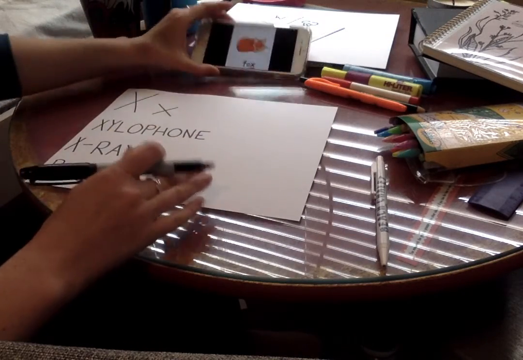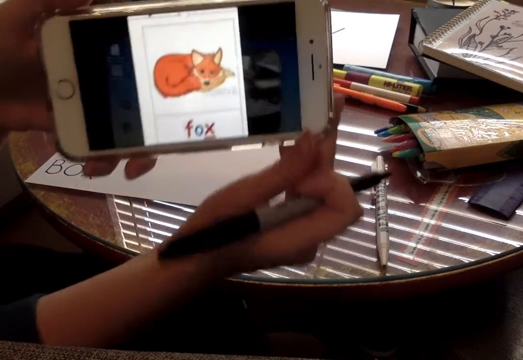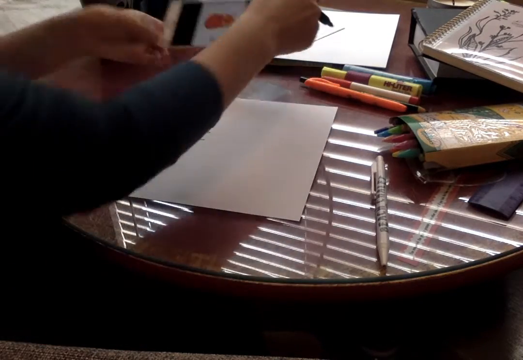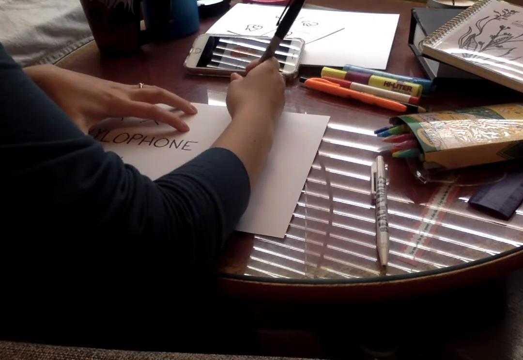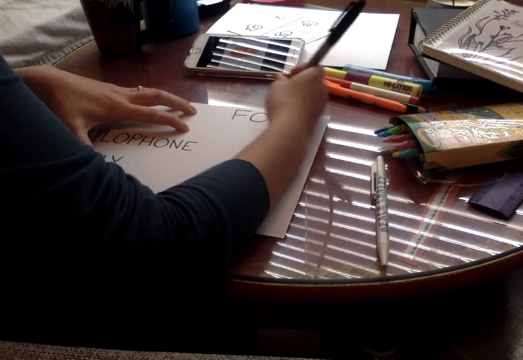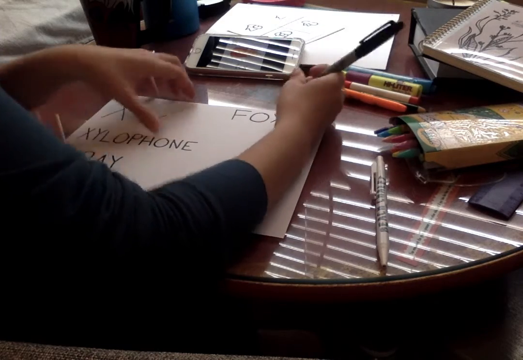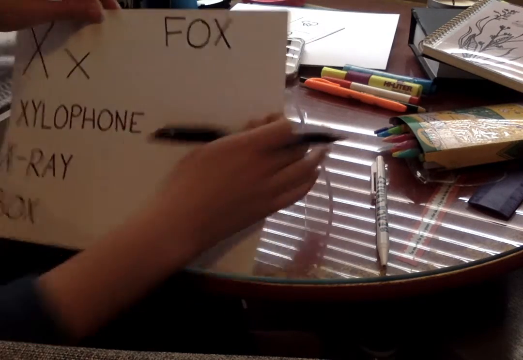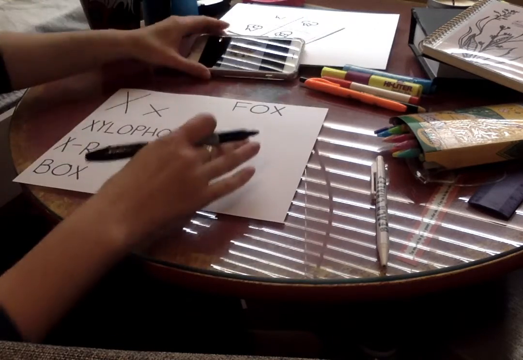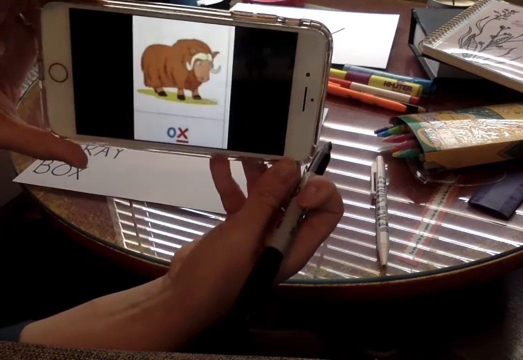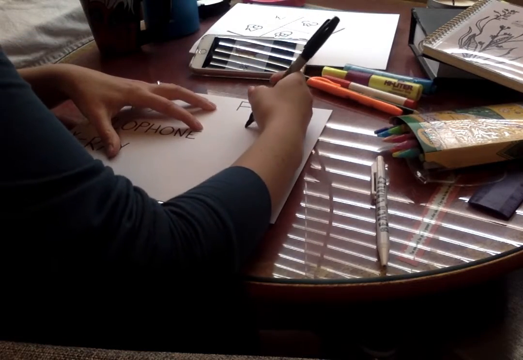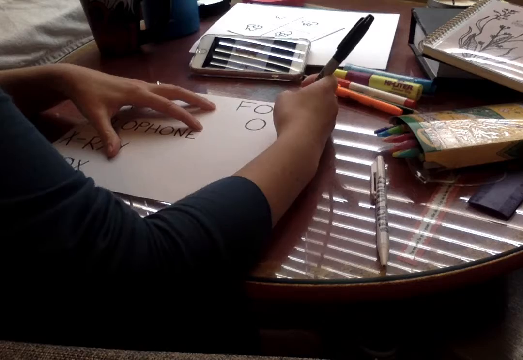Our next one also ends in an X. This is a fox. F-O-X. So we'll write that up here. F-O-X. There we go. And our last one is an ox, which is also an animal, and that's just O-X. So that's like this. O-X.